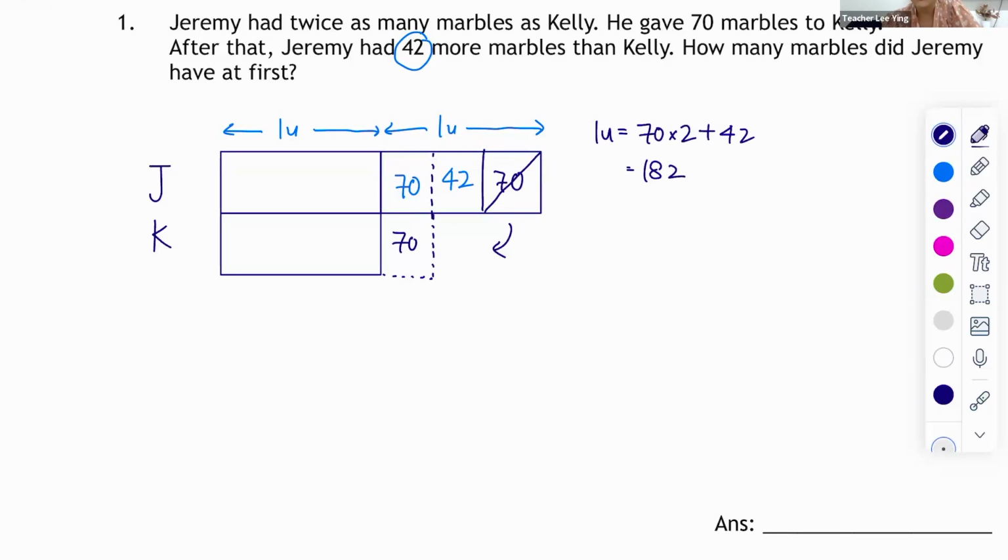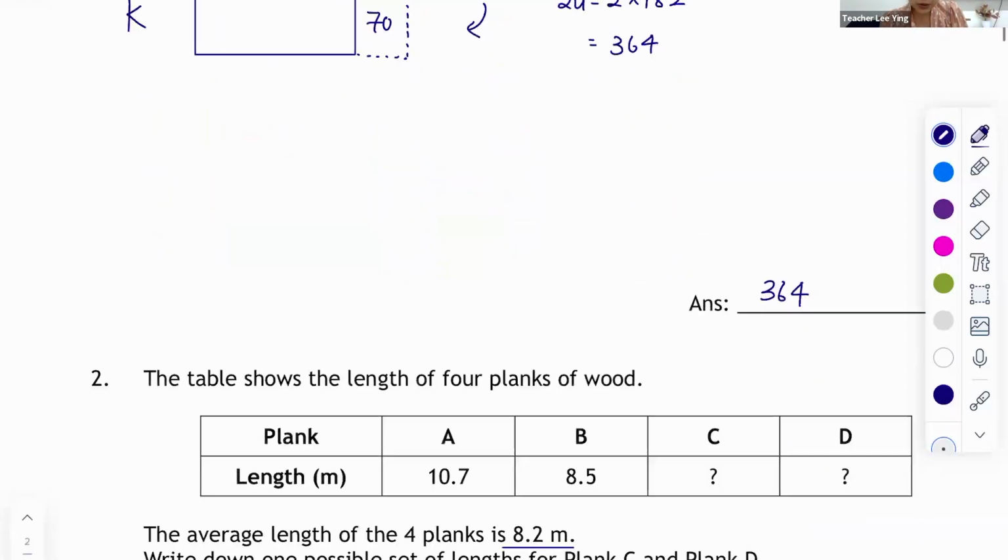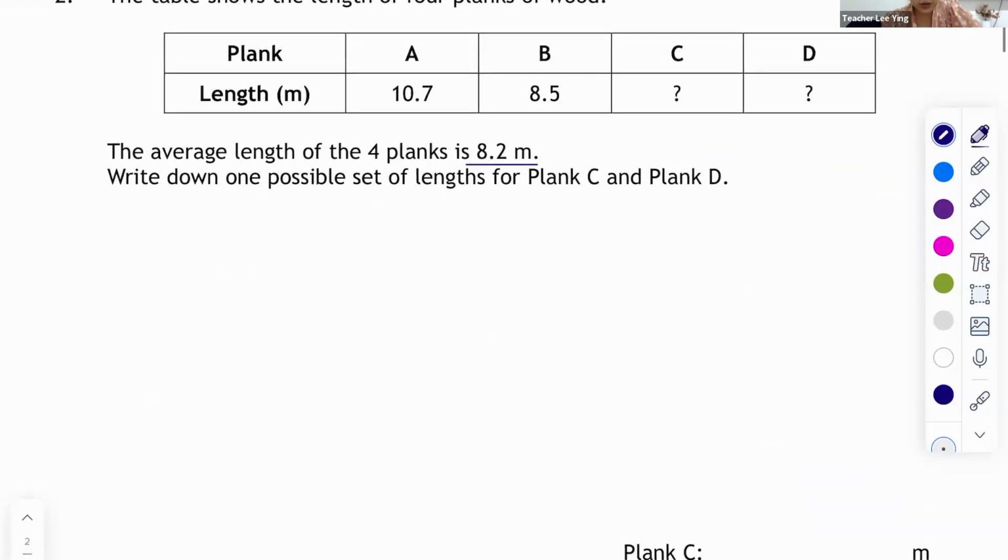How many marbles did Jeremy have at first? So if you look at the number of marbles that Jeremy had, he had 2 units of marbles, which is 364 marbles. And that's the answer for question number 1. Let's move on to question number 2. The table shows the length of 4 planks of wood, and we are told that the average length is 8.2 meters. Therefore, we can find that the total length is 4 times 8.2, which will give me 32.8 meters. Write down one possible set of lengths for plank C and plank T.